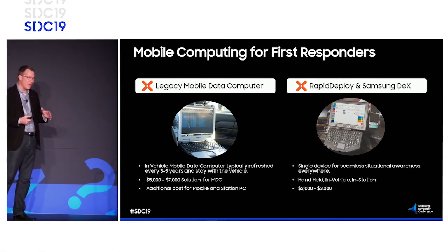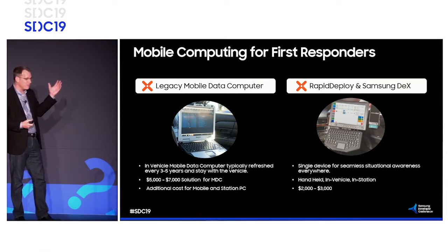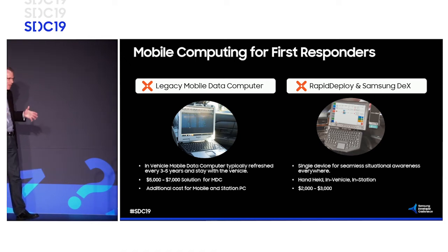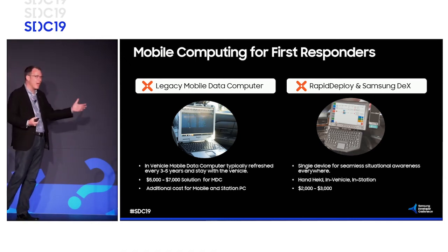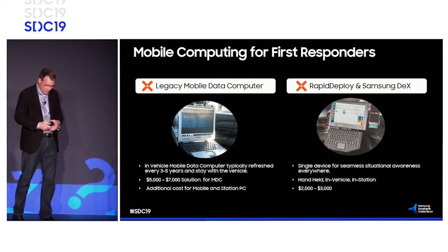Up till now, the people who got mobile phones from the state or from the agency were leadership, right? The chief got one and maybe a couple of lieutenants got one, but none of the rank and file actually used these devices. They got what was strapped to the vehicle. DeX is changing all of that conversation.